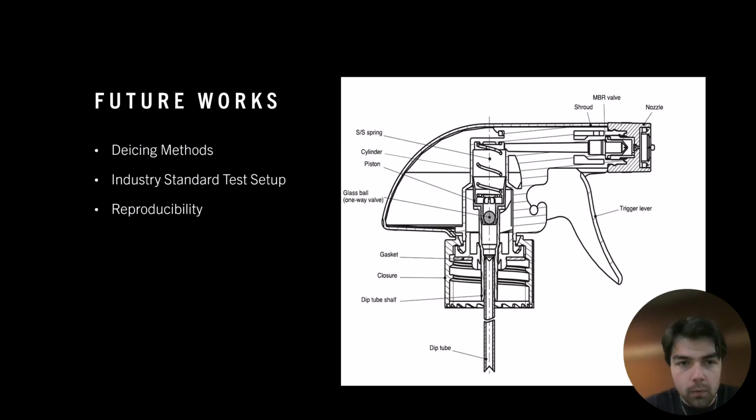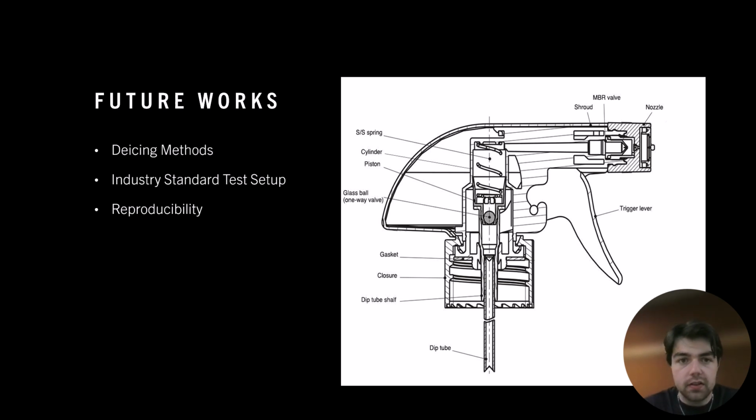For future work, we can work on different de-icing methods. We could test the efficacy and efficiency of industry standard heated pitot tubes, as well as different paints or chemical coatings that we could apply. We would also use a more industry standard test setup and include a wind tunnel similar to those in the lab that have climate control functionality.